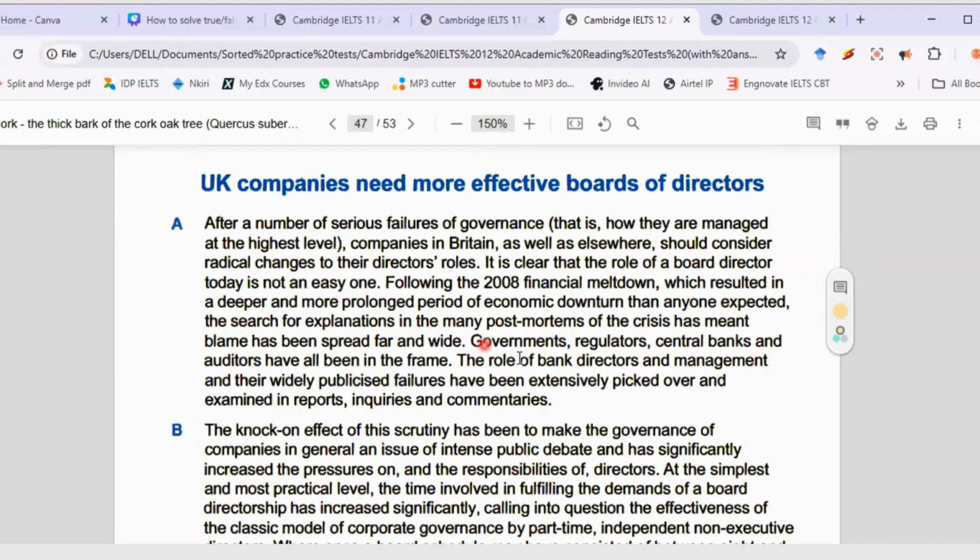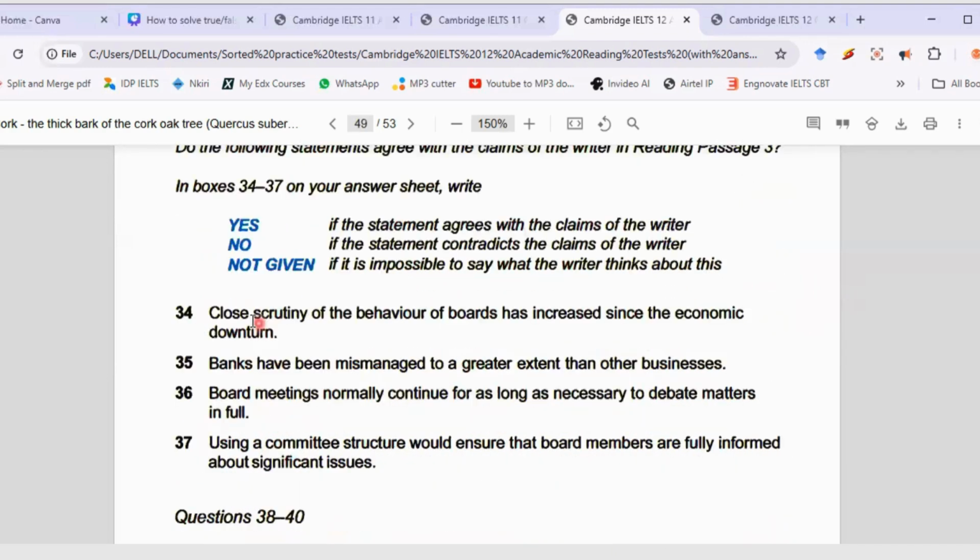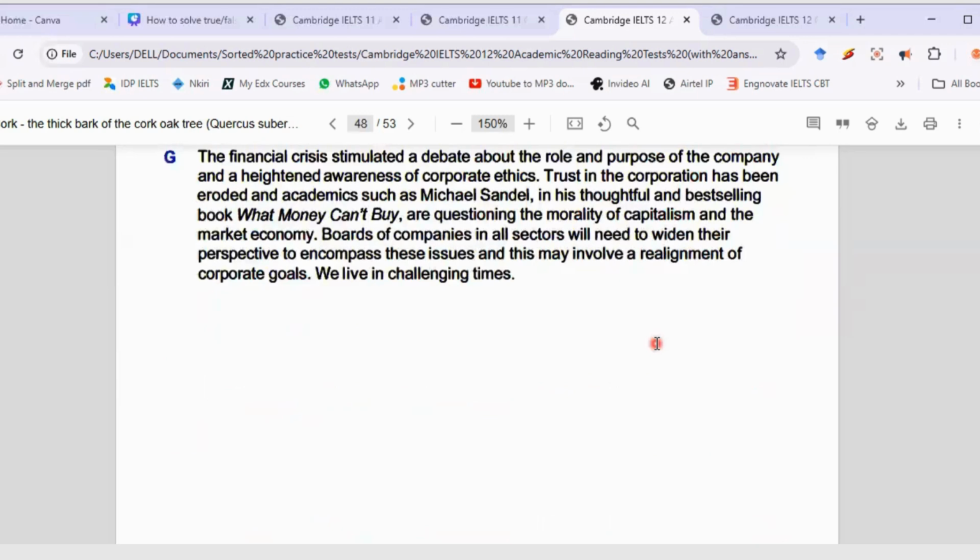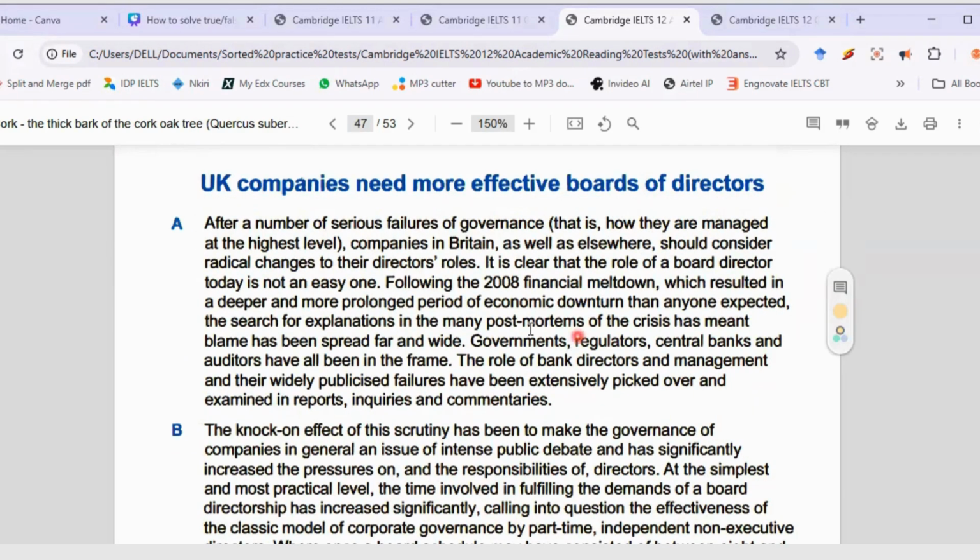Okay, let's go check the question again. Close scrutiny of the behavior of birds has increased. Okay, as close scrutiny increased, have they increased close scrutiny? So I've seen this part of economic downturn. The search for explanation in the many postmortems. Many postmortems. Can you see that?